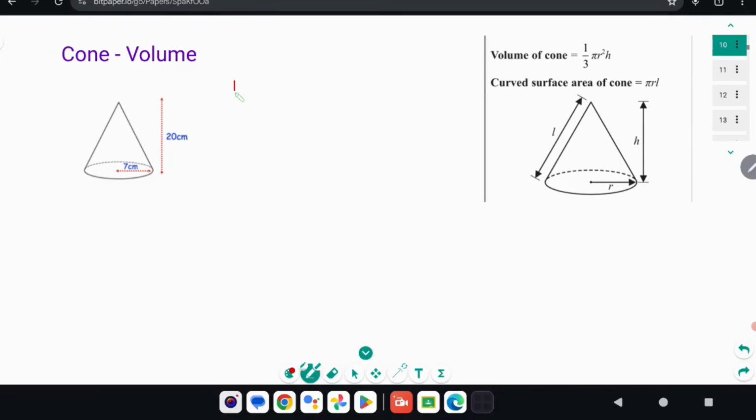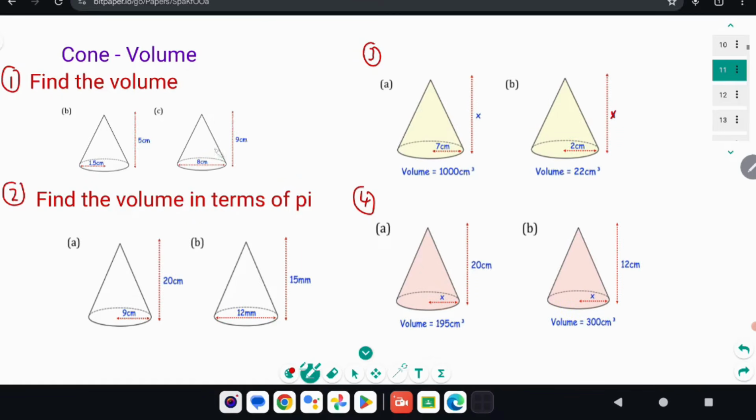So just substitute the values into my formula. 1/3 times pi, radius is 7, height is 20. Type that into my calculator. 1/3 times pi times 7 squared times 20 is 1026.3 centimetres cubed.